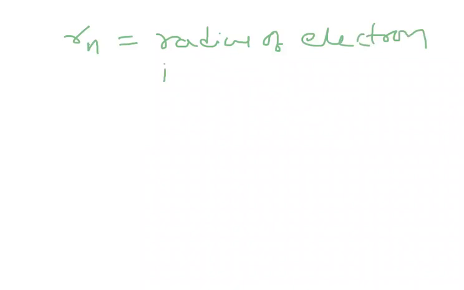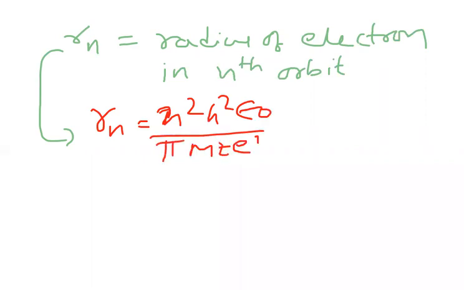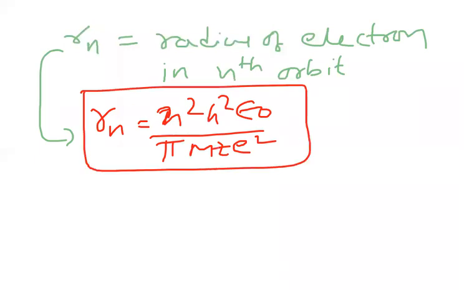Now I derived the formula for the first one. Rn is the radius of the electron revolving in the nth orbit. Just now I noted the formula Rn is equal to n square h square epsilon naught by pi m z square. After noting this formula, I can say that Rn is proportional to n square by z.